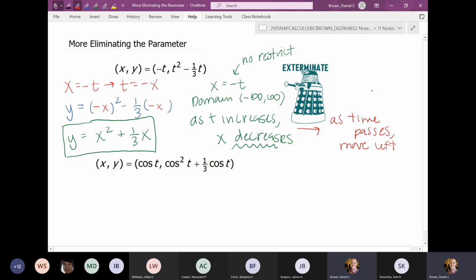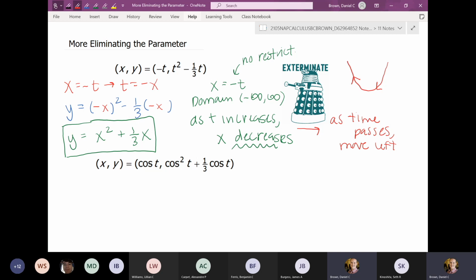So I knew I had a quadratic. I knew the domain was all real numbers, so it was a full quadratic. As t got bigger, x got smaller, so I knew that that parabola will be moving from right to left. Questions on that one?